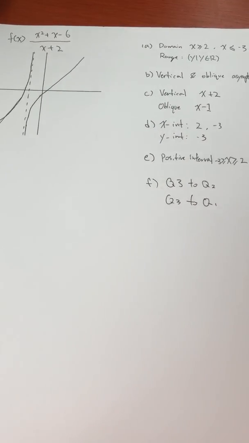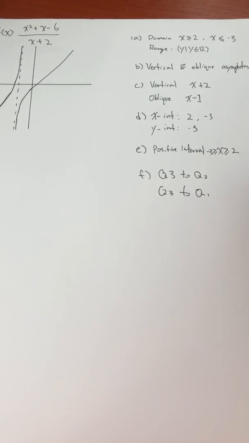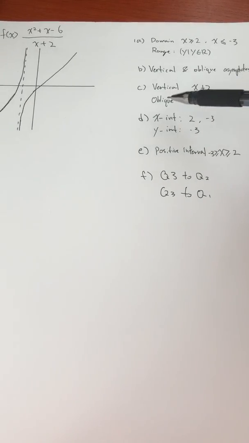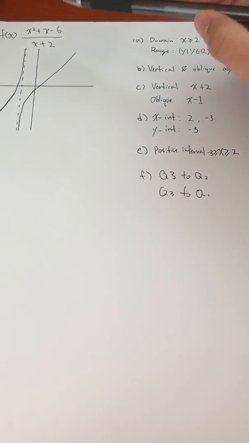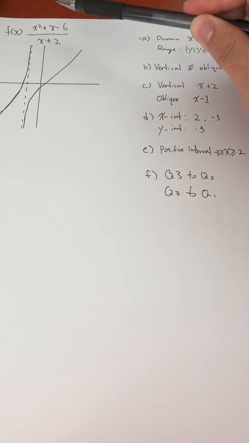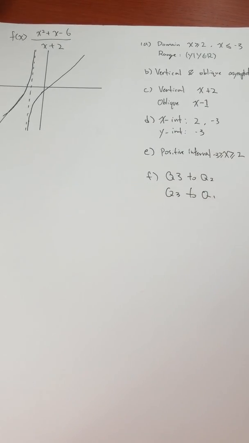Then the types of asymptote are vertical and oblique asymptote. The equation for the vertical asymptote will be x plus 2, and for the oblique asymptote, we just use polynomial long division to divide all these together, and we'll get x minus 1.